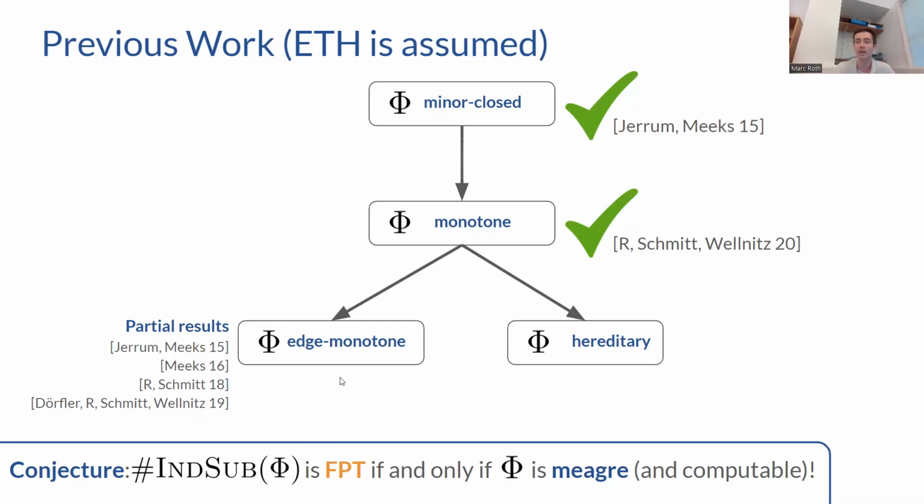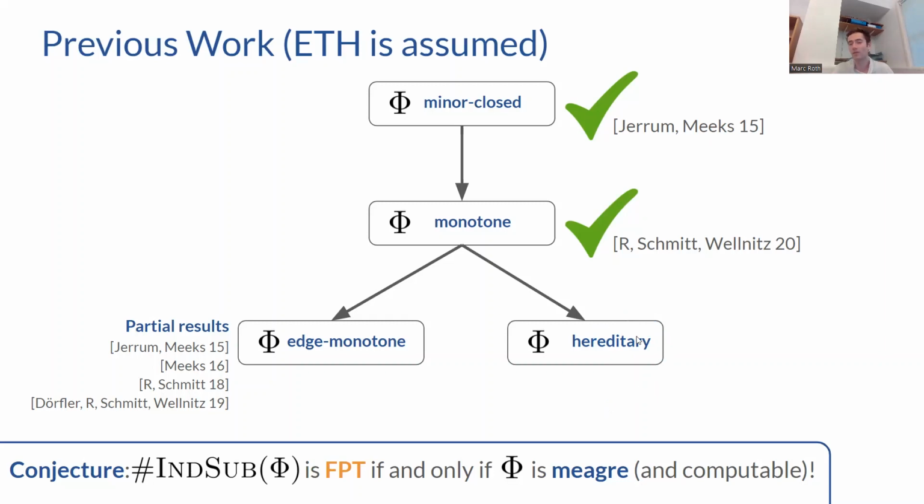If you're interested, you can check out this work in the poster session. So we have examples of edge monotone properties where we don't know the complexity. So we don't know whether we have non-meager edge monotone graph properties where we were not able to prove hardness yet. But they are very artificial.